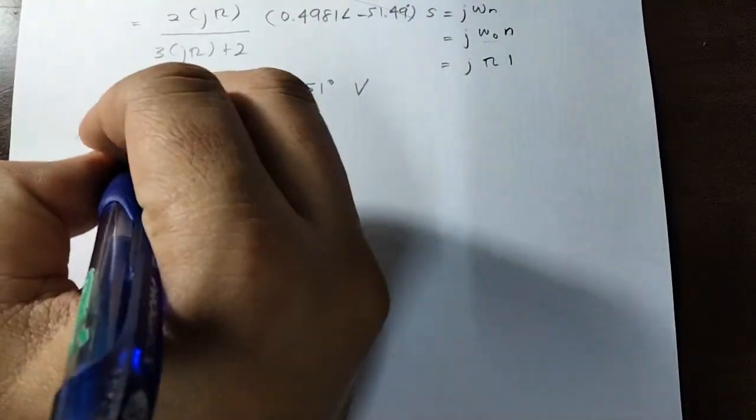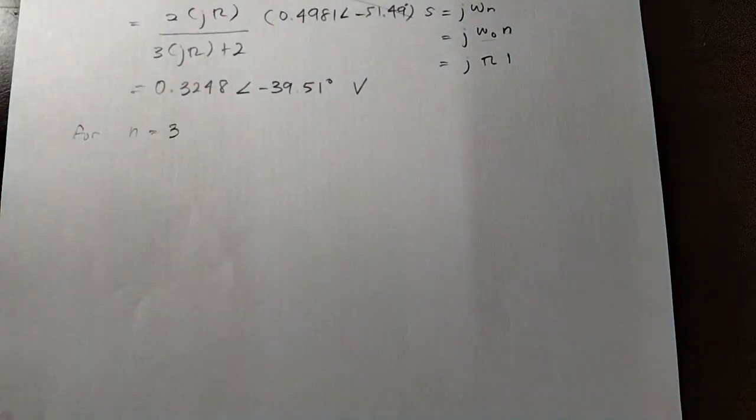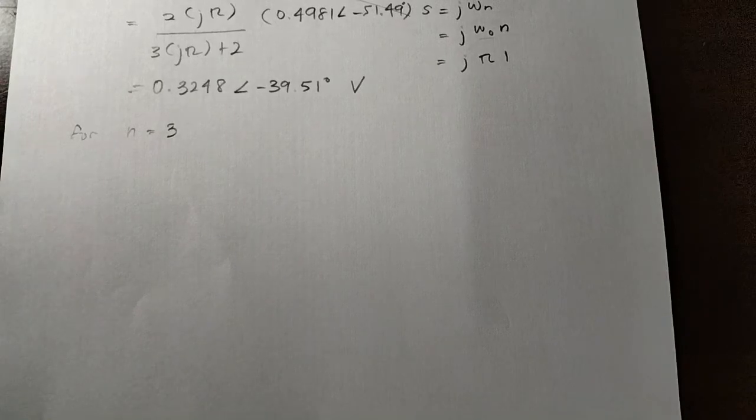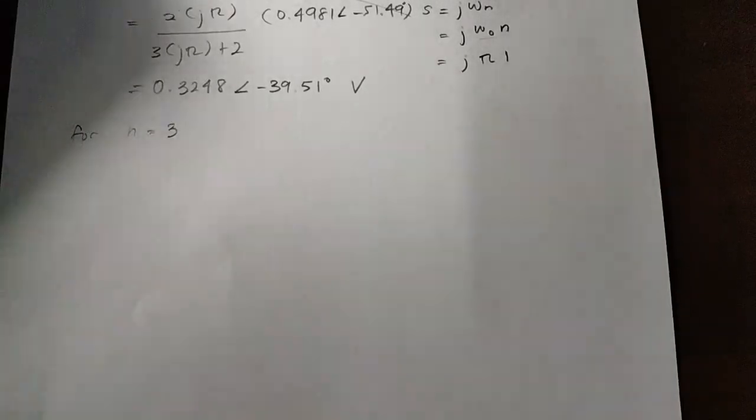Next is for n equals 3. There is no n equals 2 because that term is 0. So the second term is n equals 3. Same thing, the same process.